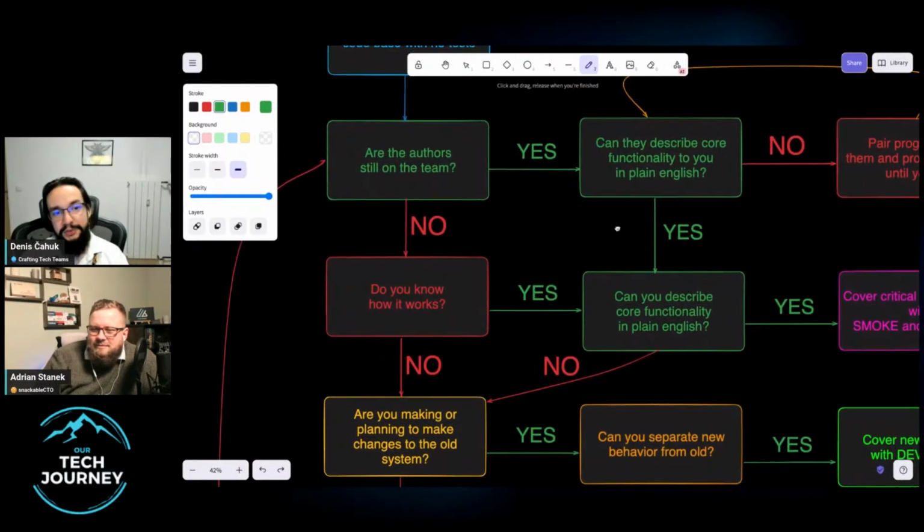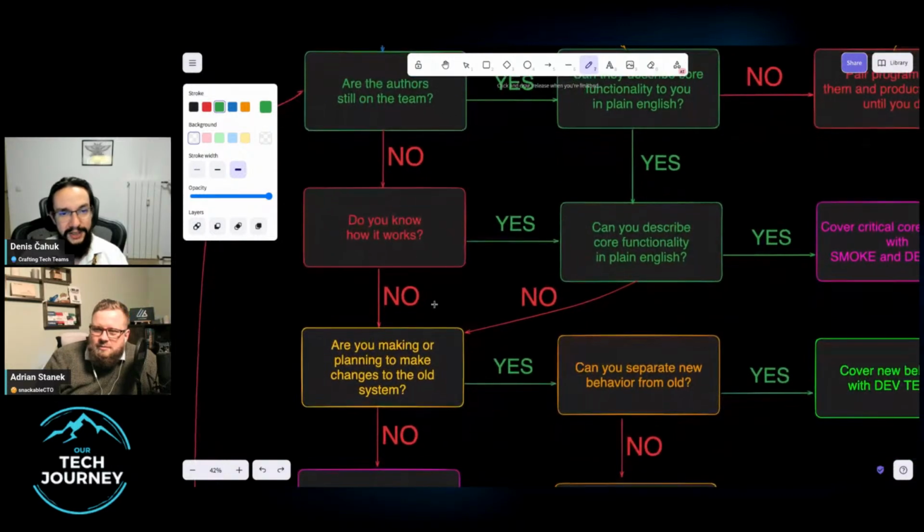So if you don't know how it works, then it's the same problem as if you didn't know how to describe it. You need to now go talk to your stakeholders. If you don't know how it works, do you want to, now or in the future, make changes to the system? Because if you don't know how it works and you're never going to change it, leave it alone. Because it works, you just don't know why. If you never have to change it, leave it alone. Now, the problem is software degrades as it ages. Frameworks have to be updated. Libraries have to be updated. This is just a temporary solution.